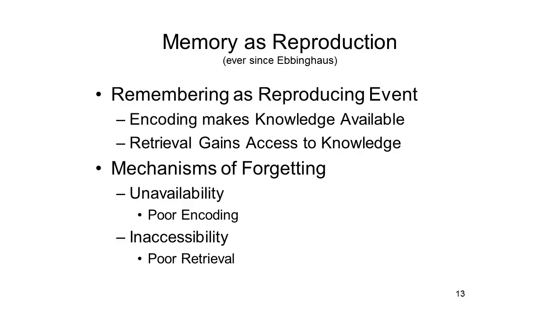And the mechanisms of forgetting boil down to basically two different kinds of processes. Either you forget because the information in the memory trace is unavailable to you, perhaps because it was poorly encoded, or you forget an event because the information about the event was inaccessible to you. It's in memory, but you simply can't retrieve it. This reproductive view of memory has taken us a very long way towards understanding how memory works, but it turns out that it's not the entire story.